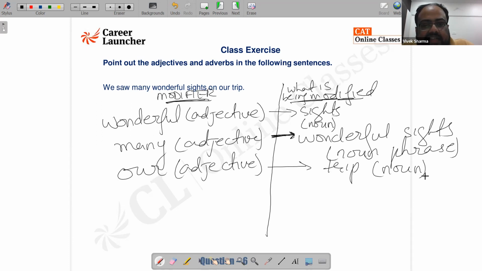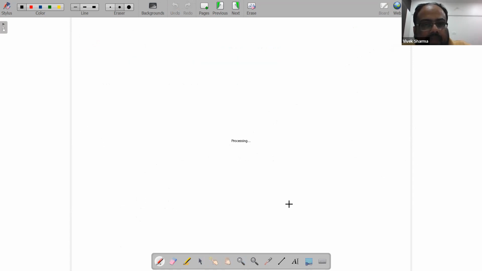What is wonderful? The sights are wonderful. What is many? The wonderful sights are many. And what is our? Our trip. So three modifiers, all adjectives, all modifying noun components, either a noun or a noun phrase.